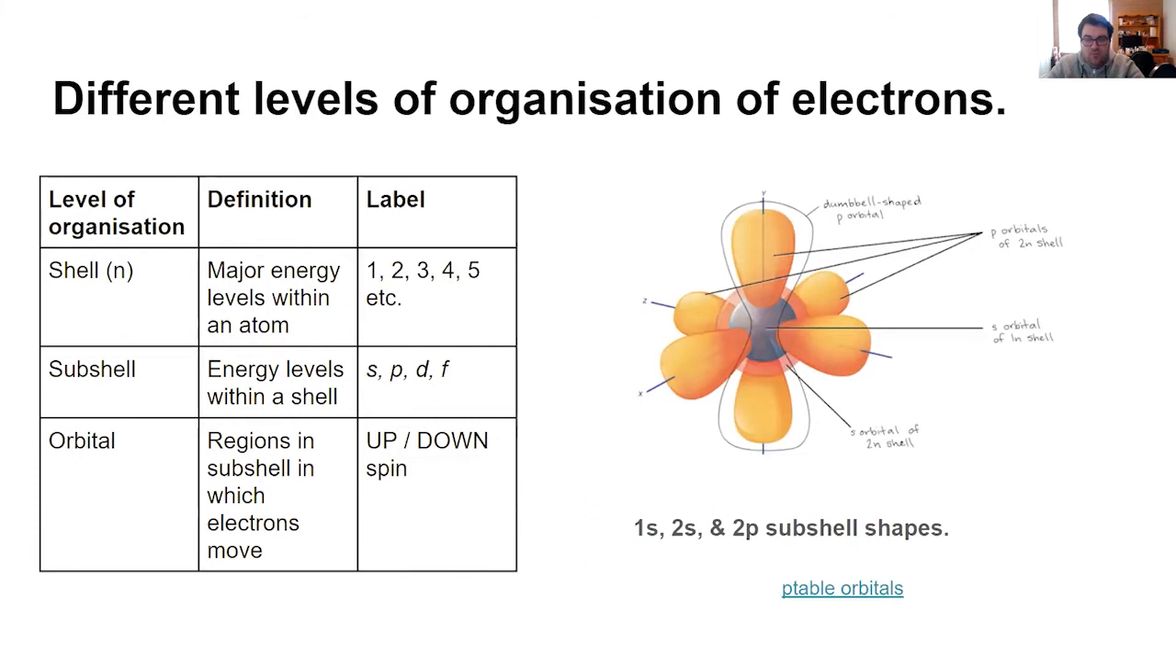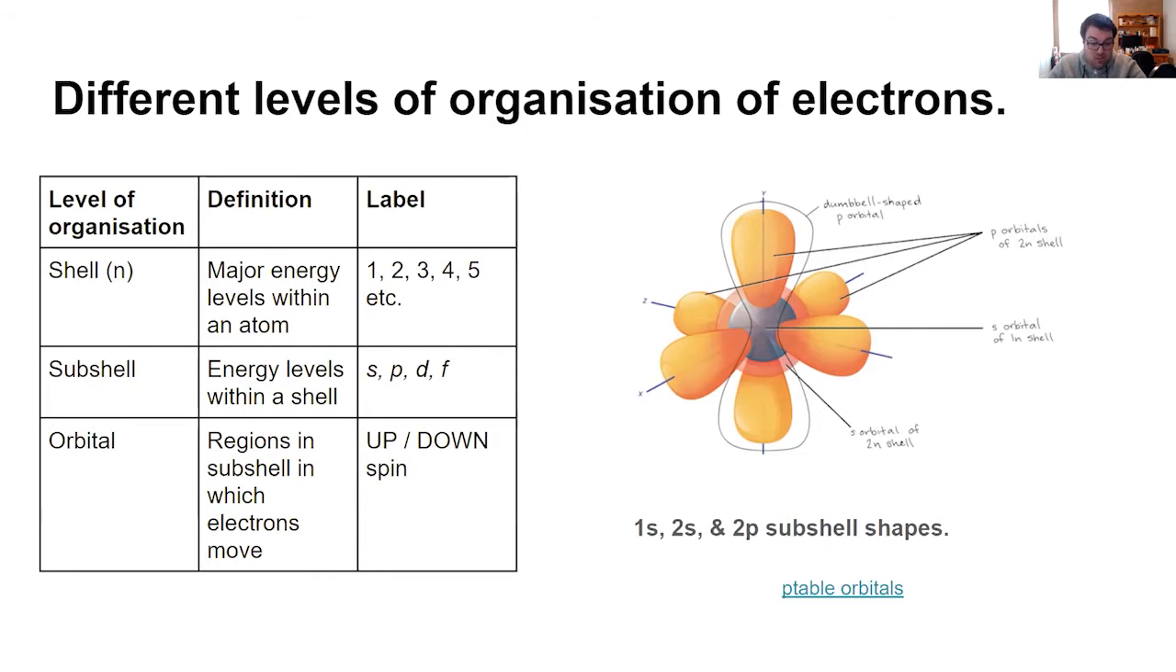This is a very helpful way of looking at it, just in terms of the table on the left just here. We're organizing the electrons around our atom. We have our shells, the major energy levels. We have our subshells, which tell us about where in the shell the electrons are actually found. And we have our orbitals. Each of our subshells is made up of a number of orbitals, and each orbital can have a maximum of 2 electrons in it.